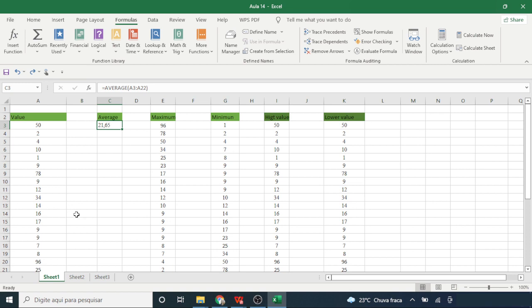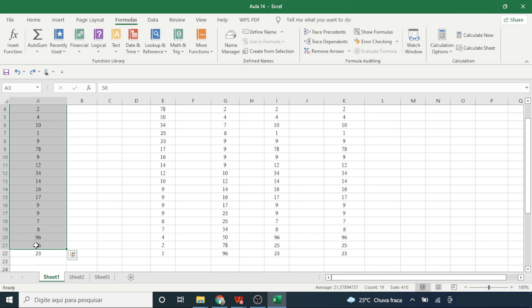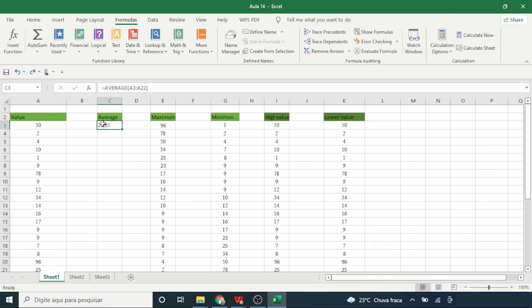To understand these functions, let's take 20 random numbers, which may or may not be repeated. For these numbers we will calculate. The average function provides the arithmetic average between two or more values. To calculate the average of a cell range we use the command equals average.